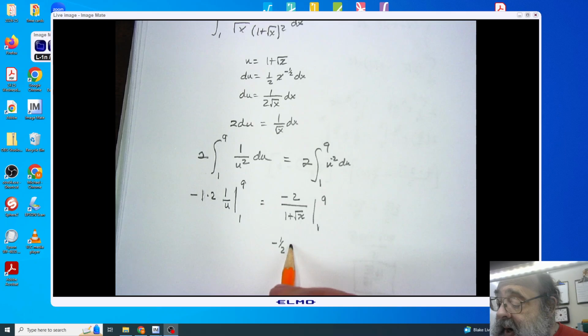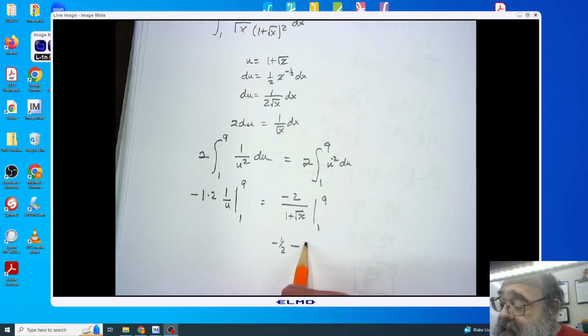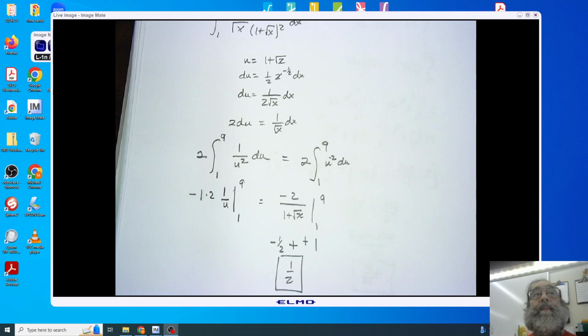And then I have a minus with a double negative. Because of this 1 going in, I have a minus 1, double negative, and I should end up with 1/2 as my answer. Let's take a look at the next problem.